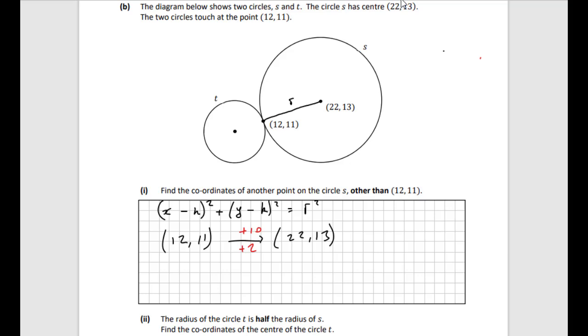that'll bring us out to this point here, because (22, 13) is the center, and these are both the same distance away. So if we continue on out here, add 10 here, add 2 here, we'll get another point. 22 plus 10 is 32, and 13 plus 2 gives us 15. So this point here is (32, 15). So let's see what else we have to do here. Find the coordinates of another point on the circle S other than (12, 11). We've done that, that's fine.